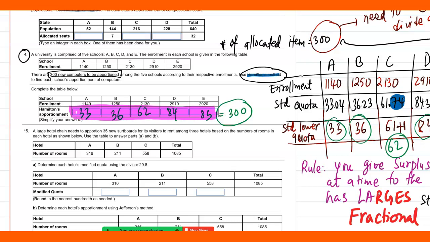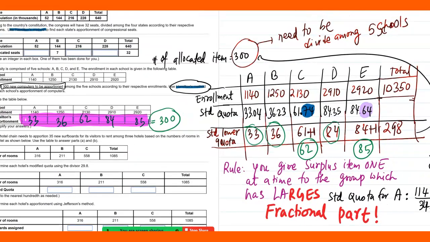So you got to find the standard quota and standard lower quota, and you have a surplus. You got to give the surplus to the group which has the largest fractional part. Okay, do you guys see what I'm saying here? That's called Hamilton method. That Hamilton is harder than other one. Other one is piece of cake, very easy one. But Hamilton is a little bit more, but not that difficult either, because you just do what? Divide and distribute the quota to the group.